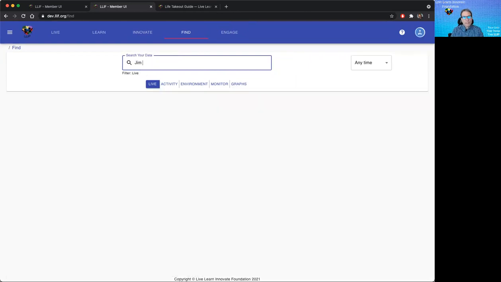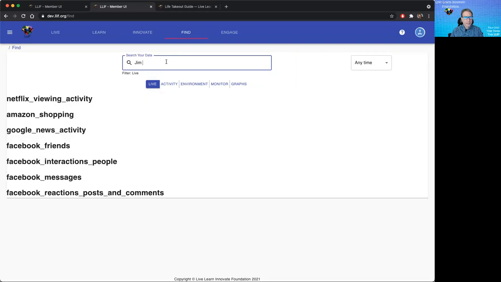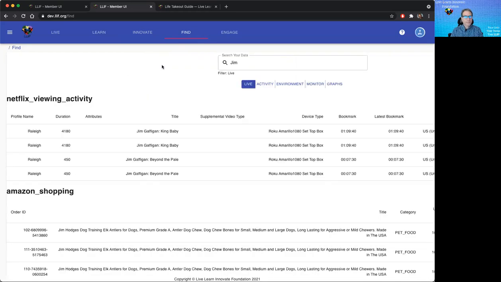You can type in names. I have no idea what shows up if I type my own name. I think a lot, right? Jim Gaffigan, look at that. A smarter, funnier Jim. So Jim Hodges dog training. There you go. Got a dog like Jim Gaffigan. But I can see all my searches, the purchases. What should show up on Maine is, I don't even know if I watched the movie Main Event, but that could show up on Netflix. So finding your data across clouds, through one search interface is something that doesn't exist anywhere else.